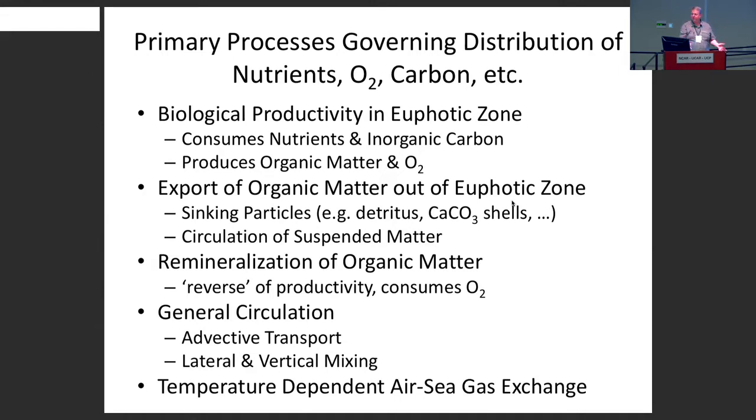We have general circulation, the large-scale overturning of the ocean. There's also lateral and vertical mixing and temperature-dependent air-sea gas exchange. All of those are leading to these distributions, and we need to include all of these processes in our ocean model so that we can reproduce what's going on and believe that we have a faithful representation. These are the processes that govern the global distribution of nutrients, oxygen, and carbon.